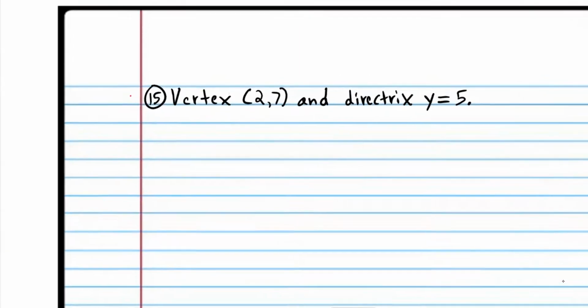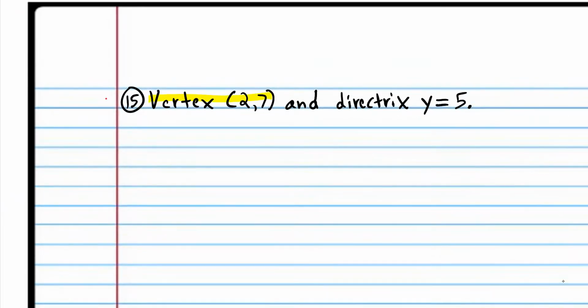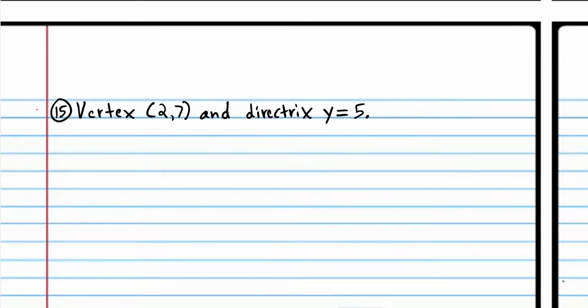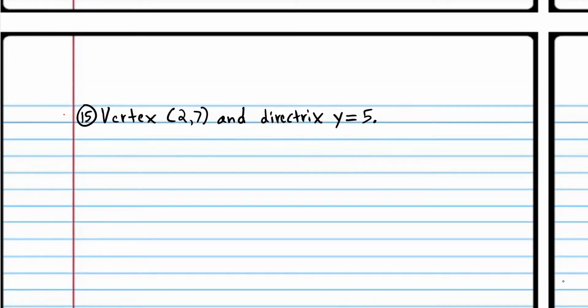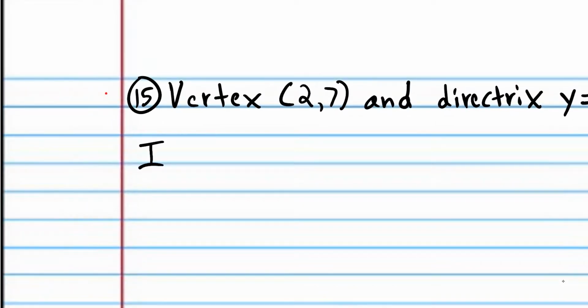So in this problem, we're given a point on the parabola, the vertex, but this other information, this is not a point. So we actually only have one point that's actually on the graph. So in this problem, we can't find A directly. In this problem, we have to first find P.